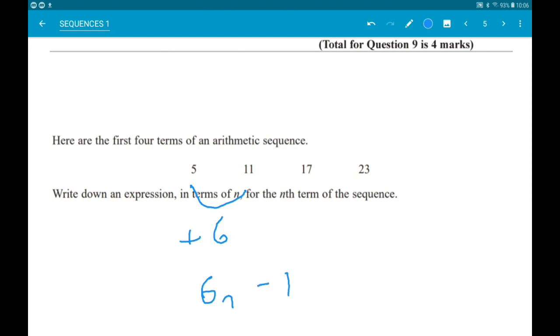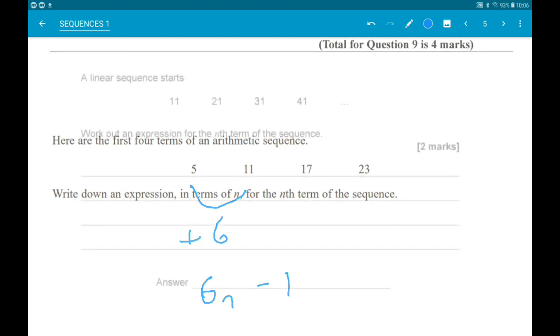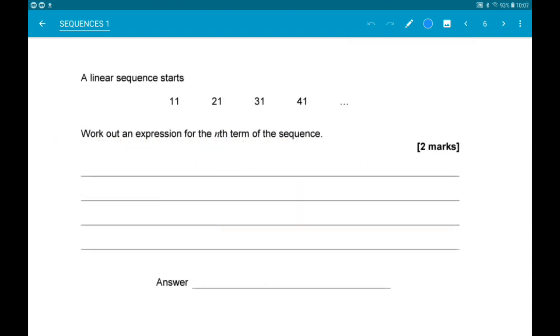And then we can check it's right. Let's try with the second term. 6 times 2 is 12, minus 1 is 11. Okay, now we're doing the same thing with another sequence, 11, 21, 31, 41. So here we're going up in tens. So the nth term is something to do with 10n. Now again, if we use the first term, n is 1, 10 times 1 is 10, we need 11, so it's 10n add 1.